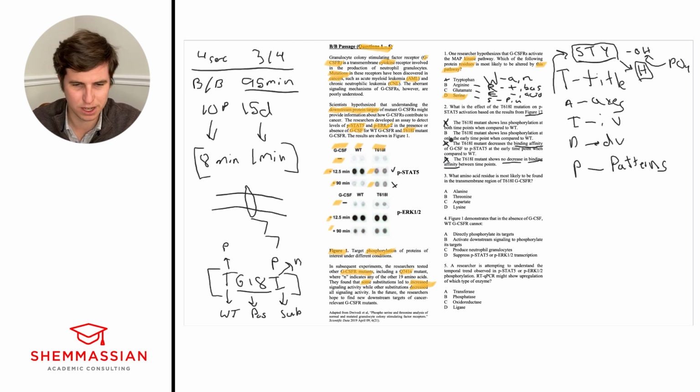So A, C, and D are all bad answers. So we would have to go with B here. B is a true statement. Less at only the early and not the later. That was true. So let's go with B.